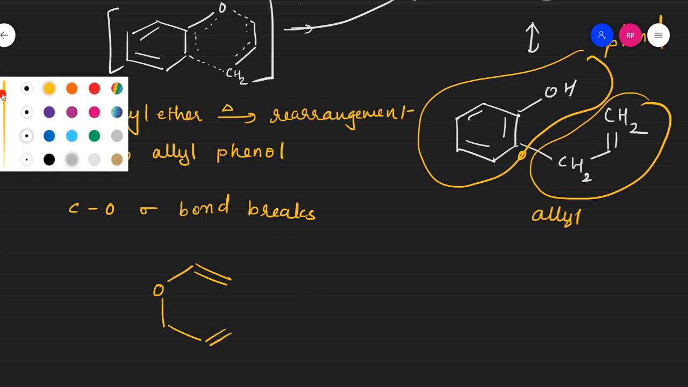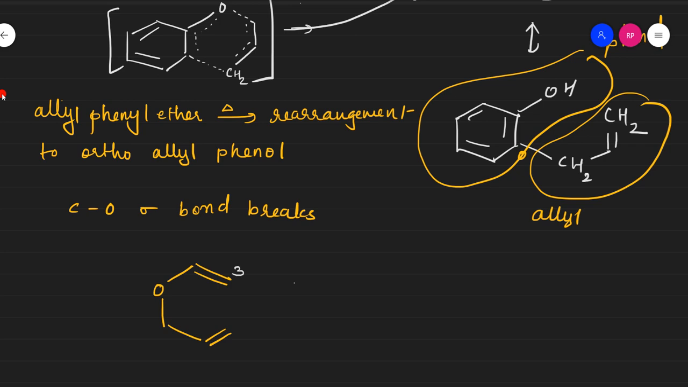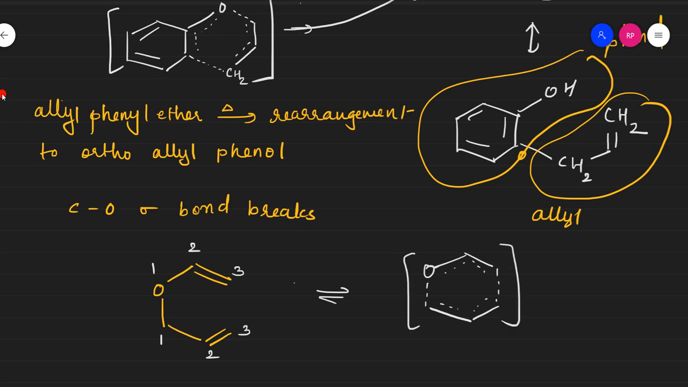Identify this. If you want, you can pause. 3 2 1 system. This is Cope Claisen. You know where the bond formation is taking place, so directly show the double bond where the bond breaking is taking place, you know this, and this is how you can show the transition state. Now you can directly write the product. This system becomes very easy.